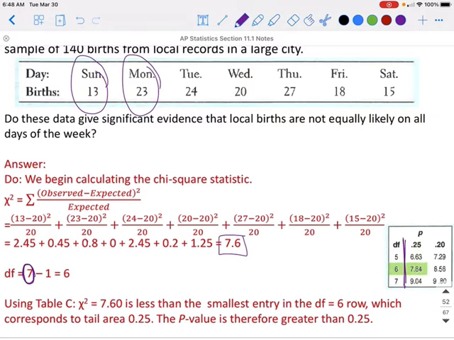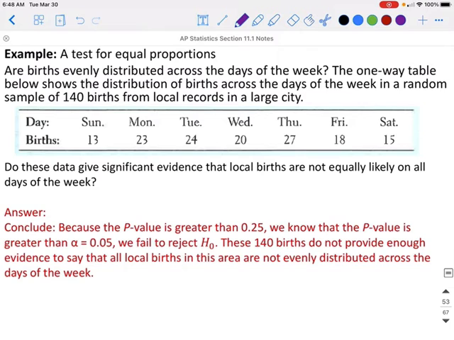Based on this, we are going to make our conclusion. Because the p-value is greater than 0.25, we know that the p-value is definitely greater than our alpha level of 0.05. So we fail to reject the null hypothesis. These 140 births do not provide enough evidence to say that all local births in the area are not evenly distributed across the days of the week.